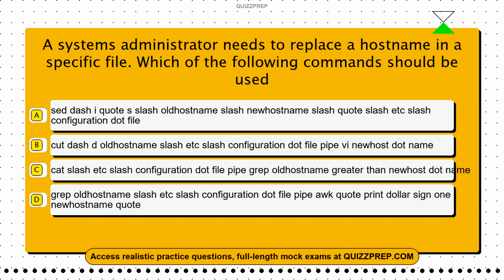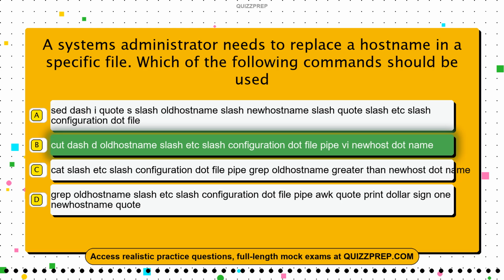Question 74. A systems administrator needs to replace a hostname in a specific file. Which of the following commands should be used? Option A, sed -i 's/old-hostname/new-hostname/' /etc/configuration.file. Option B, cut -d old-hostname /etc/configuration.file | 6 new-hostname. Option C, cat /etc/configuration.file | grep old-hostname > new-hostname. Option D, grep old-hostname /etc/configuration.file | awk '{print $1 new-hostname}'.